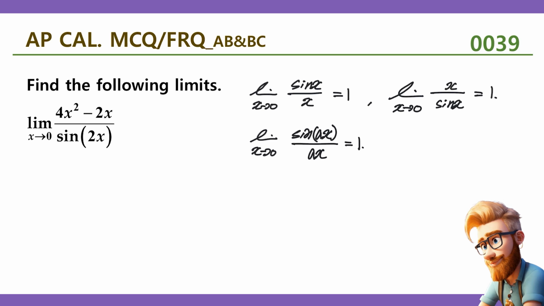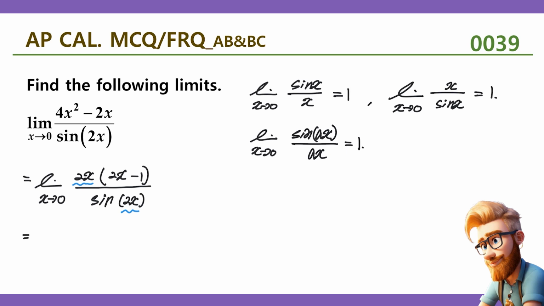So let's solve this question now. We have the limit of 4x squared minus 2x, so we're going to factor that. The limit as x approaches 0, that's going to be 2x times (2x minus 1) over sine 2x, right? Look at this. This expression and this expression are equal to each other, right? So in this limit as x approaches 0, this expression approaches 1, using these formulas. Does that make sense?